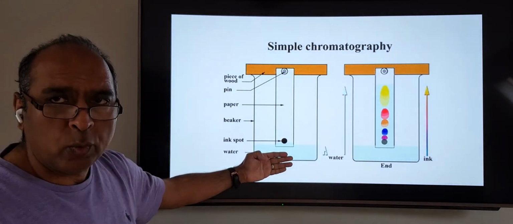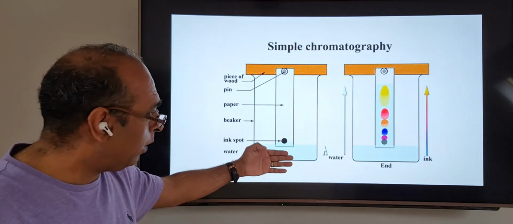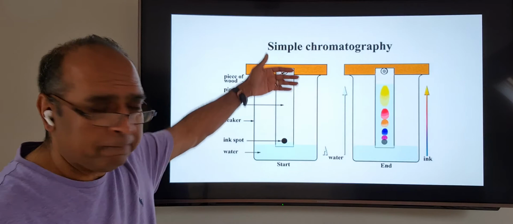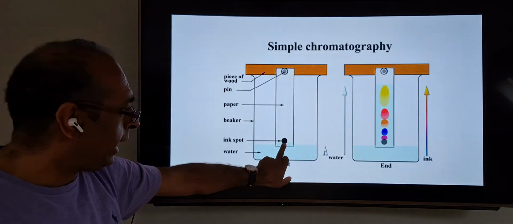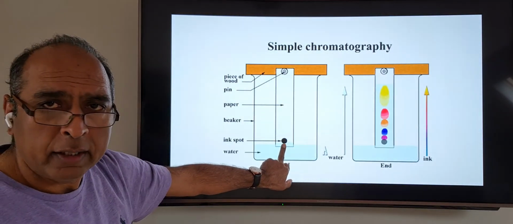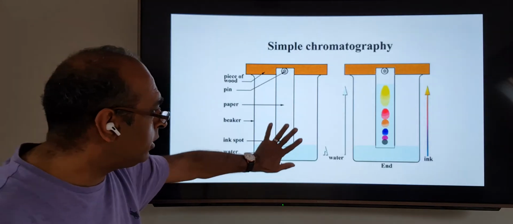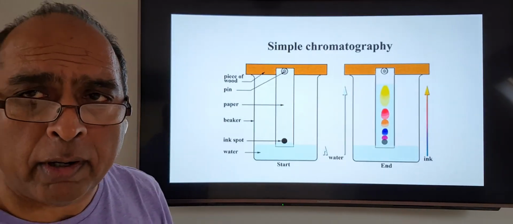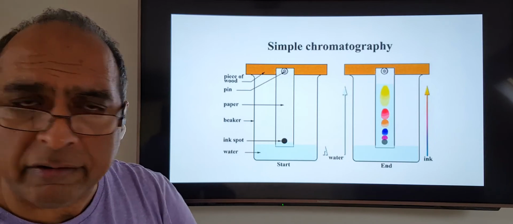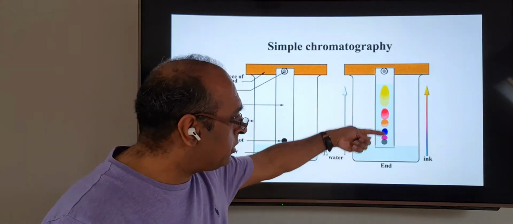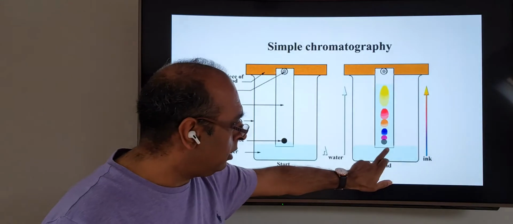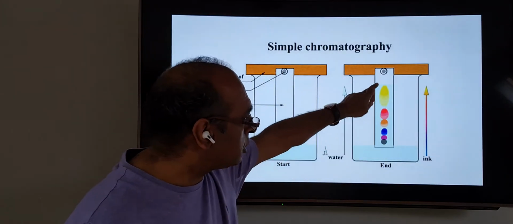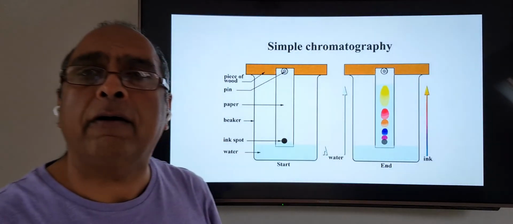The water will, by capillary action, move up the filter paper. As it goes up, the ink spot, which is a mixture of chemicals, will move with the water, but the individual chemicals within that ink spot will travel at different speeds, so that as time goes on, the ink spot will separate into blobs of different colour.